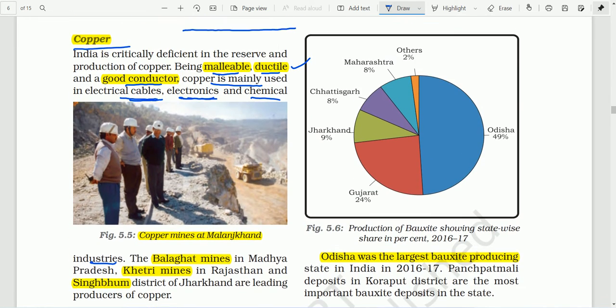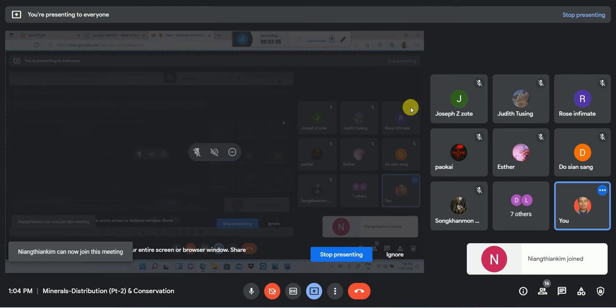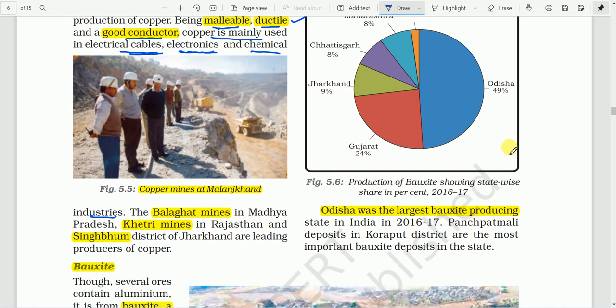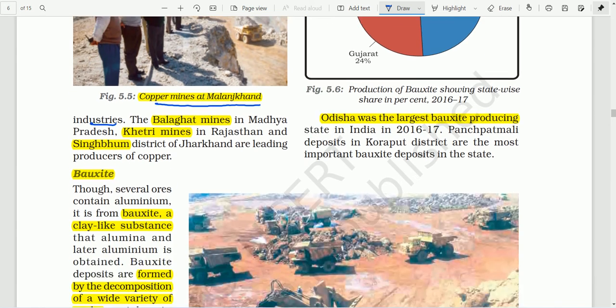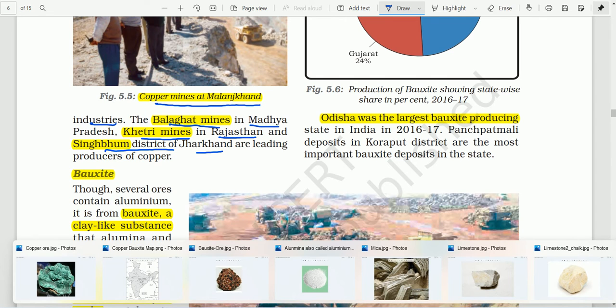Figure number 5.5 shows a copper mine in Malanjkhand. This is open cast mining. The Balaghat mines in Madhya Pradesh, the Khetri mines in Rajasthan, and the Singhbhum district of Jharkhand are the leading producers of copper. Balaghat, Khetri, and Singhbhum are the leading producers of copper.